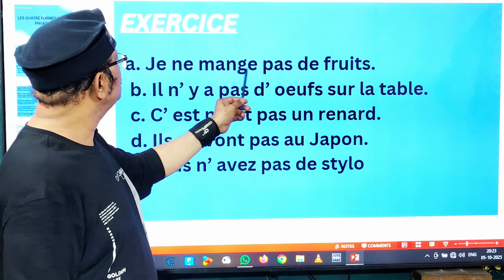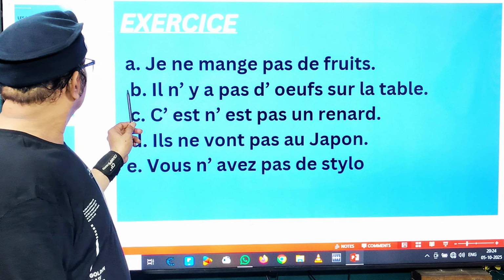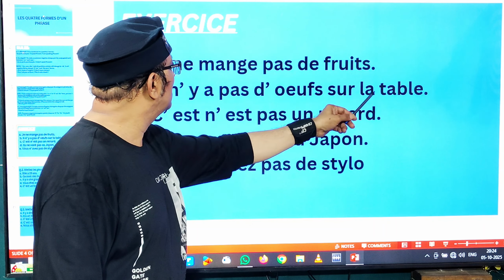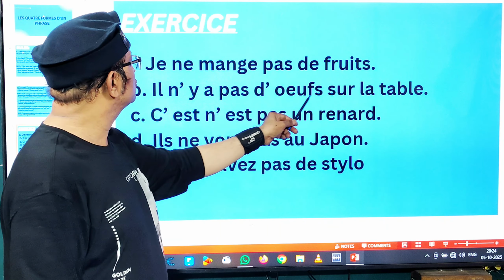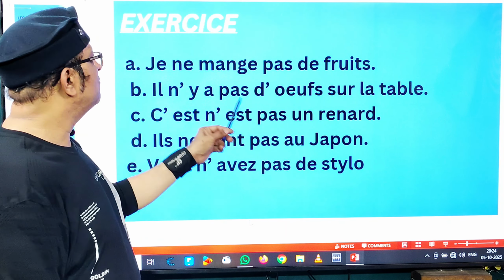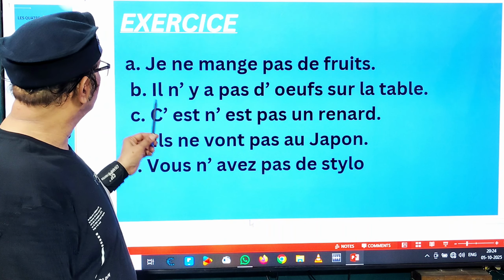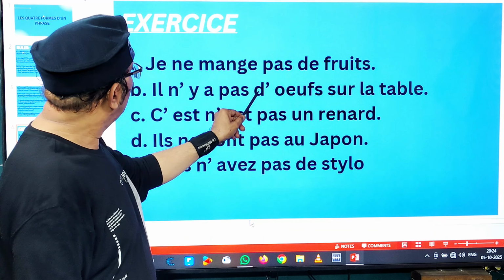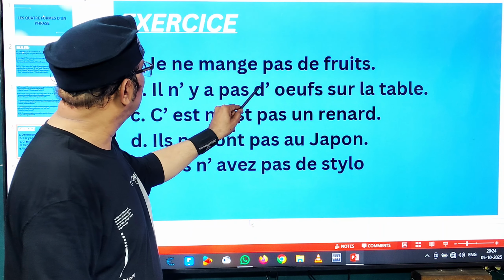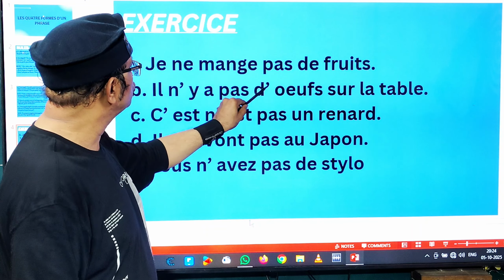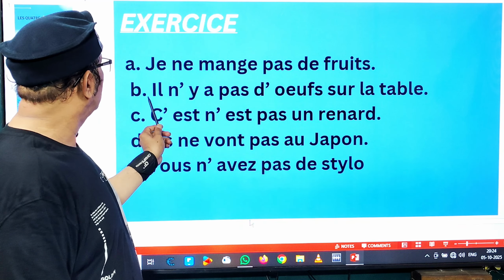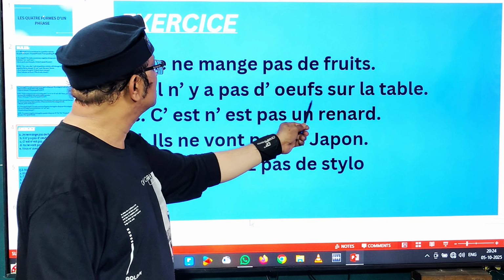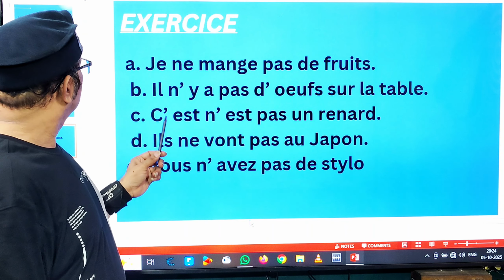Je mange des fruits. Like here also, il n'y a pas d'œufs sur la table. There are no eggs on the table. If you want to convert this sentence to affirmative form, you just have to remove n apostrophe and pas and d, because this is plural. It will change to des, this is a partitive article. Il y a des œufs sur la table.